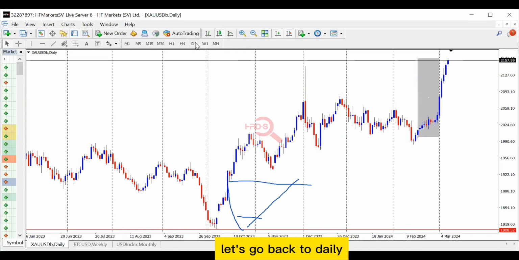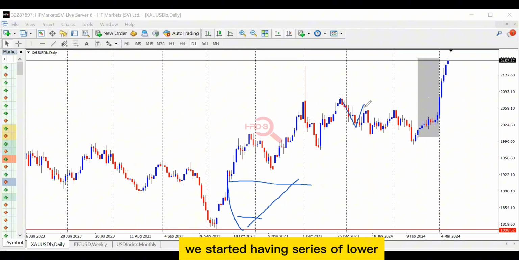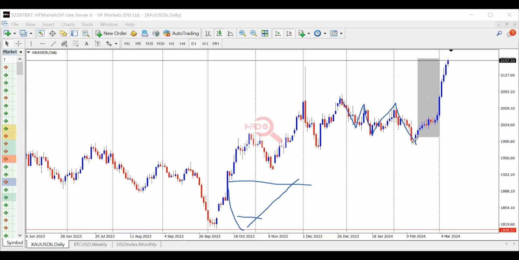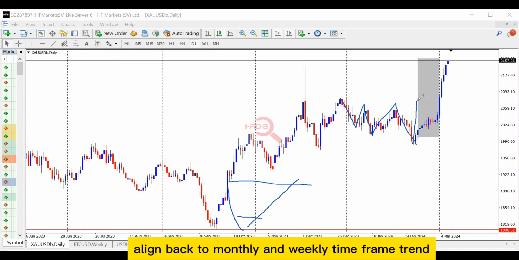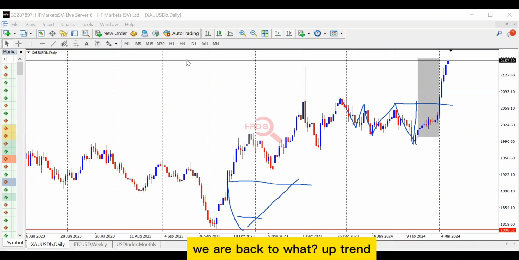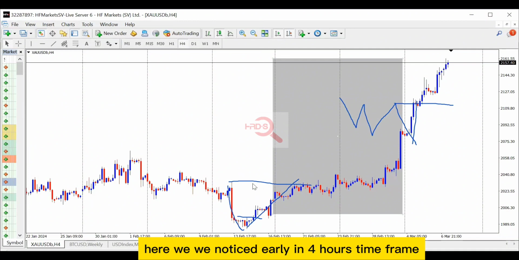Let's go back to daily first. All right. We can notice from daily time frame that we got here, we started having series of lower low, lower high. Do you understand? So we're now waiting for these lower time frames to align back to monthly and weekly time frame trend. So the moment we saw them break above the highs, we know that, okay, we are back to what? Uptrend.